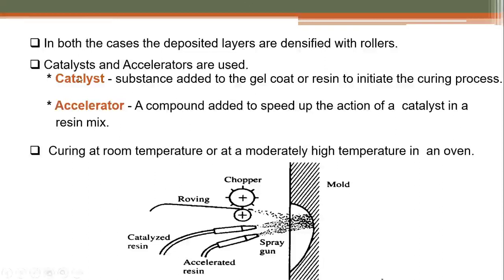Next, when the catalyst and accelerator are mixed at the spray gun, it is cured at room temperature or at a moderately high temperature in an oven. So that is the basic process of the spray layup method.